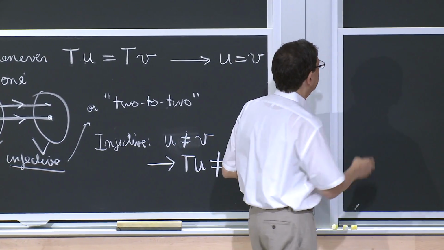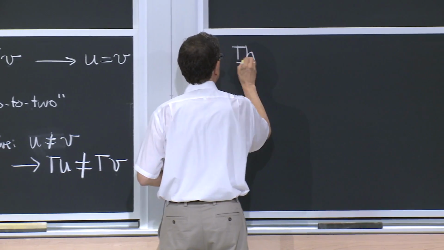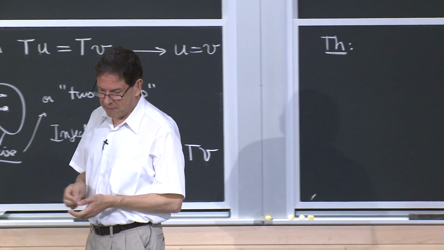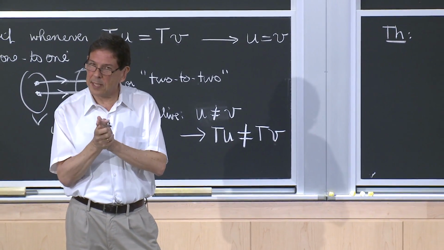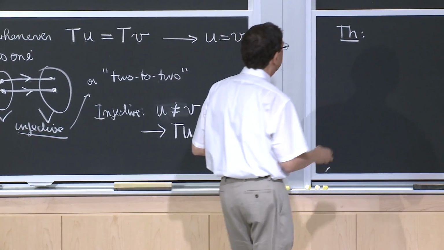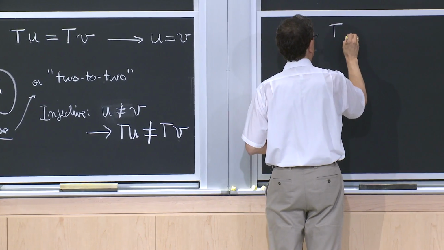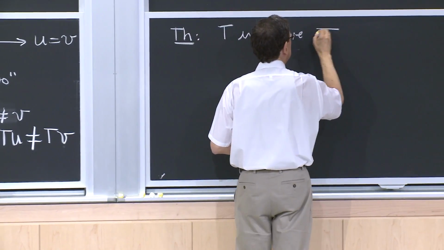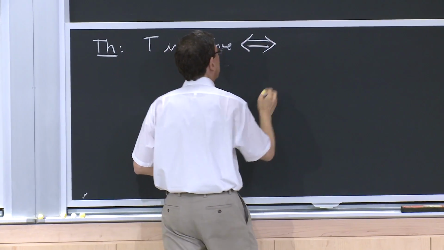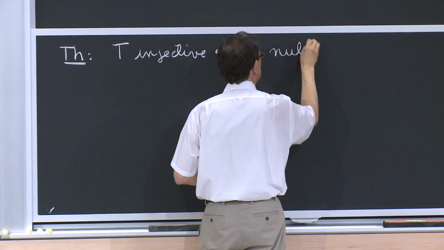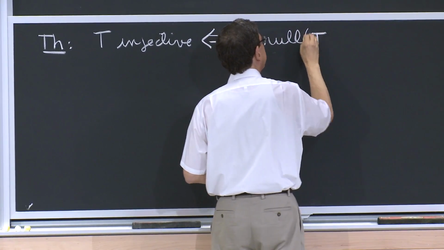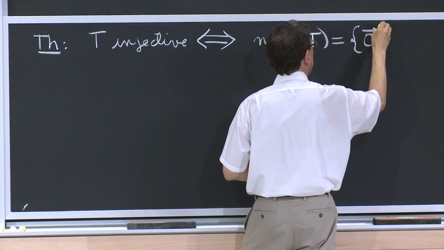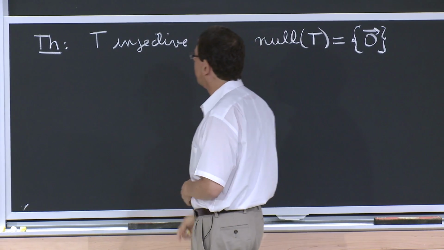So let me say it more precisely. This is a little theorem, simple enough, but to prove in a couple of lines, but still worth stating. So T being injective is exactly the same as saying that the null space of T is just the zero vector, nothing else to it.